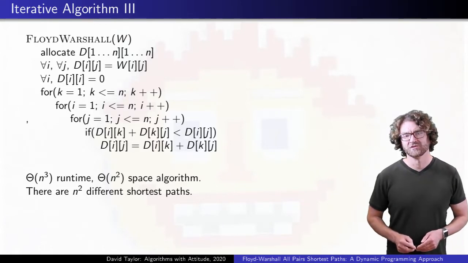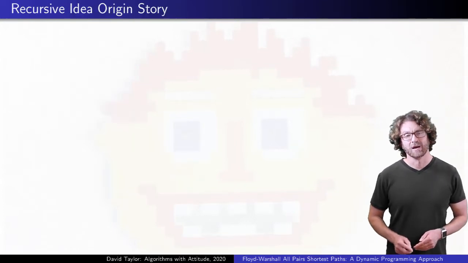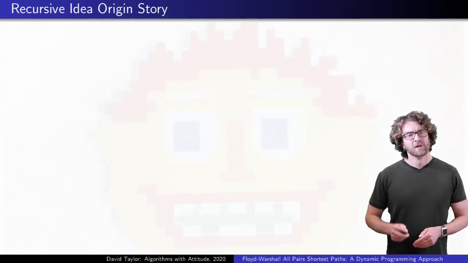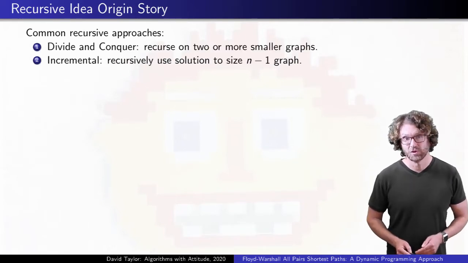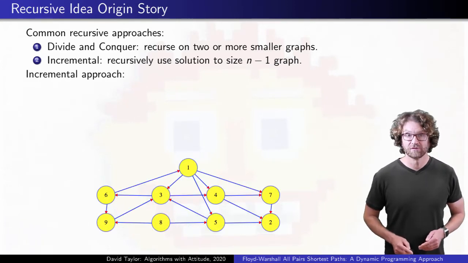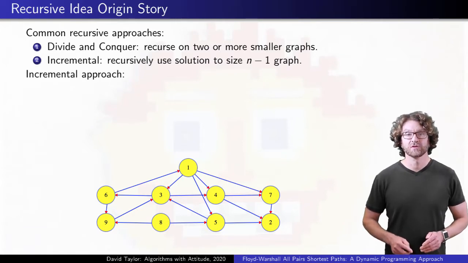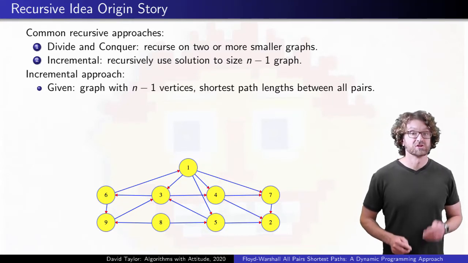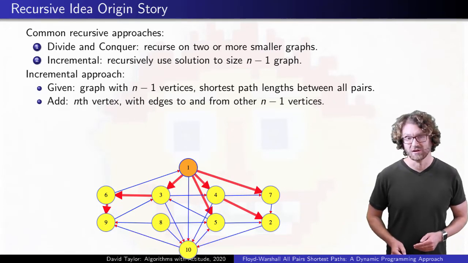Before we finish up the last step, where we figure out how to reconstruct any particular path, I want to back up. Where did that recursive idea really come from? The most common recursive approaches are divide and conquer and incremental growth. If we imagine a graph with 10 vertices, but remove the 10th vertex, you're left with a graph with 9 vertices. Imagine that you recursively know how to solve the all pair shortest paths problem there, including the shortest paths from 1 to everything. How does the 10th vertex change things?